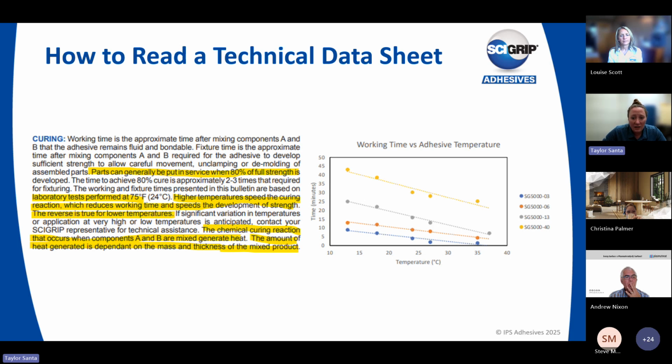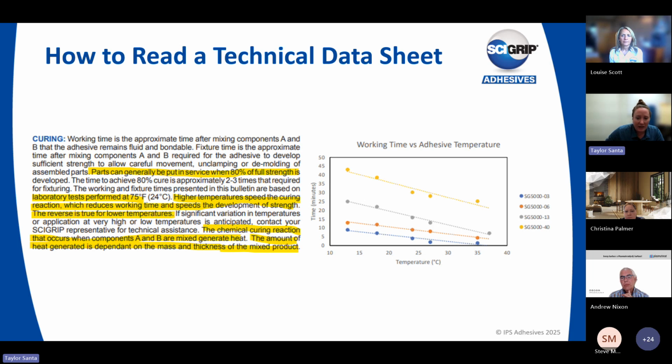Some other data on the second page: descriptions and graphs of working times in relation to external temperatures. Using the graphs included, we can see that the SG 5000-06 material, when being used at roughly 35 degrees Celsius, we can expect a working time of 5 minutes. And if the temperature was at 13 degrees Celsius for the same product, we'll actually have a 12.5 to 13-minute working time to get the material laid down and parts together.